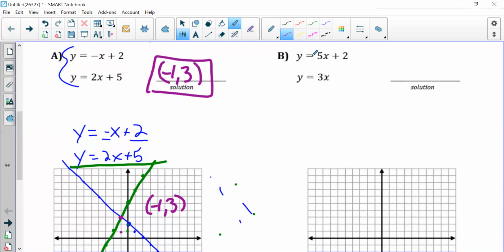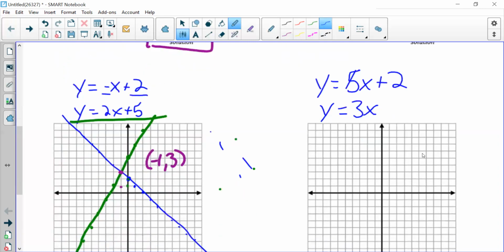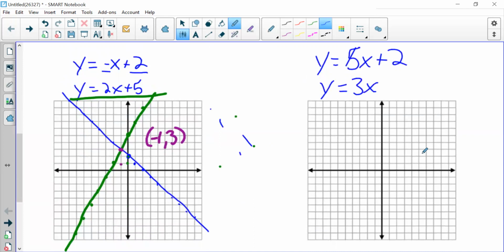First one, y equals 5x plus 2. And y equals 3x. All right, let's scroll down so we can see our graph. Starting with the first one, start with our y-intercept, which is 2. Our slope is 5, so that means I'm going to go up 5. 1, 2, 3, 4, 5, and over 1. And I'm going to go back here and I'm going to go down 5. 1, 2, 3, 4, 5, and to the left one. And we're going to draw our line. All right, next we're going to look at y equals 3x.